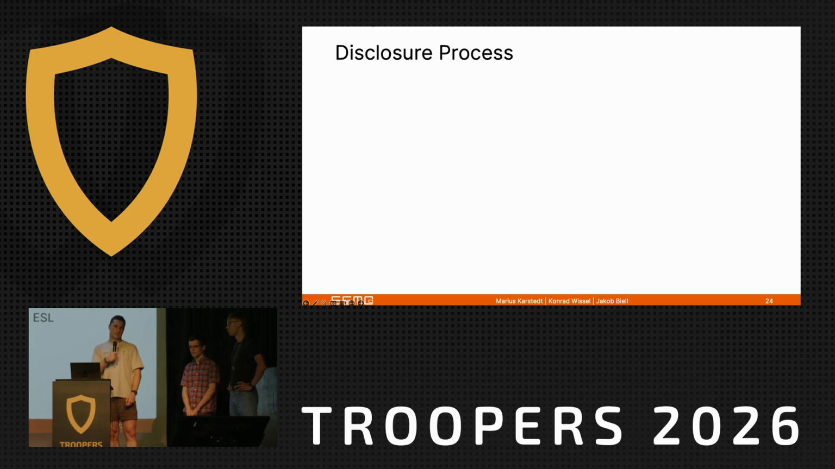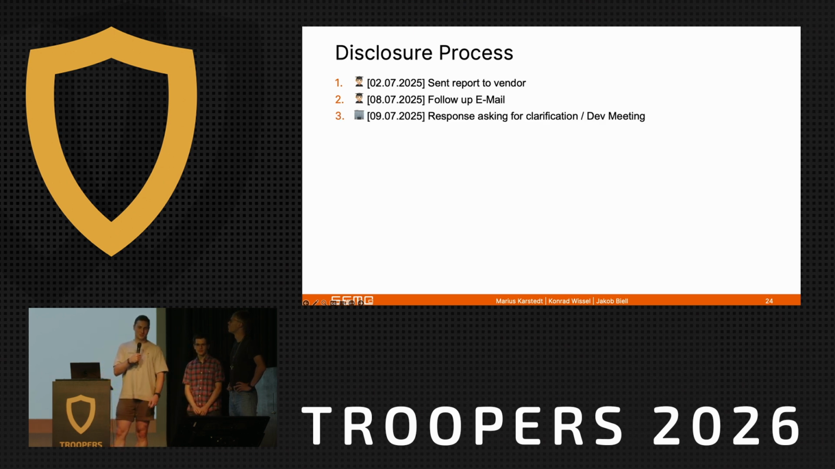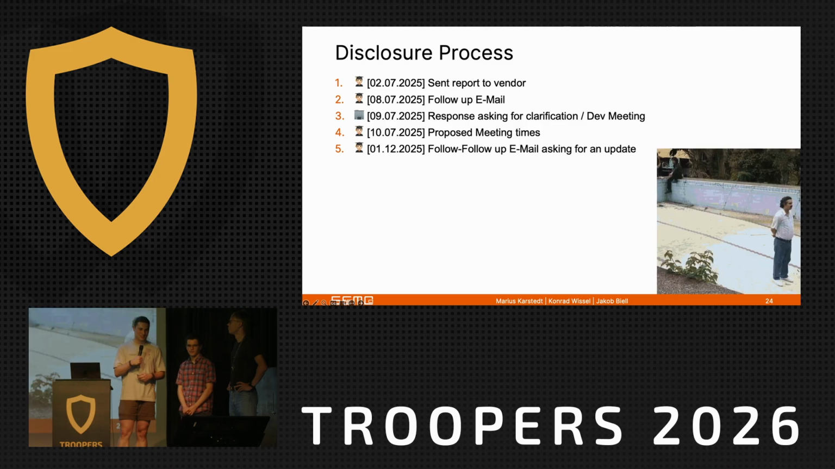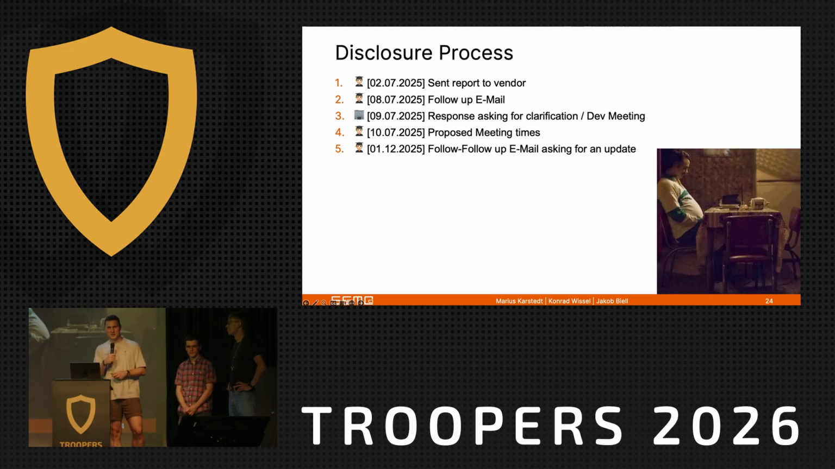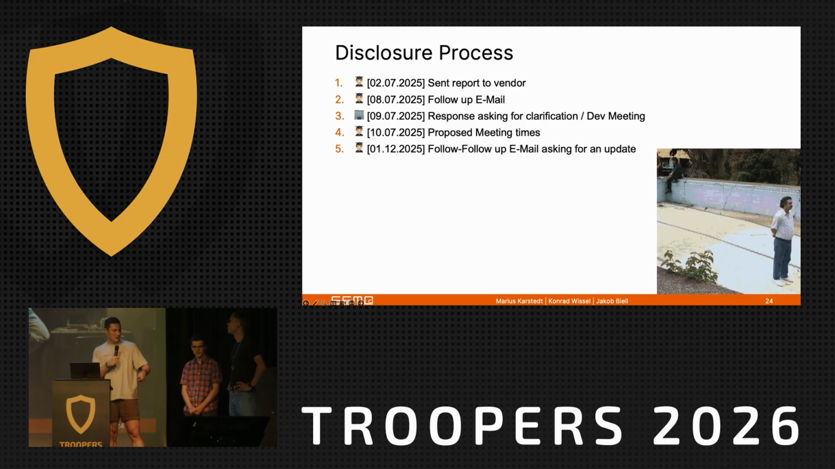So that's quite nice. To the disclosure process, we of course contacted the vendor and said, hey, you have some issues there, and sent a follow-up email. And then, yay, we got a response and asked for some clarification and also for a dev meeting so that we can maybe talk to the development team and give them some suggestions on how to fix that. We were very happy about that and sent some meeting times over. But sadly, a few months after, we still didn't get an answer, and we're quite sad that nothing really happened there. It was quite bad.